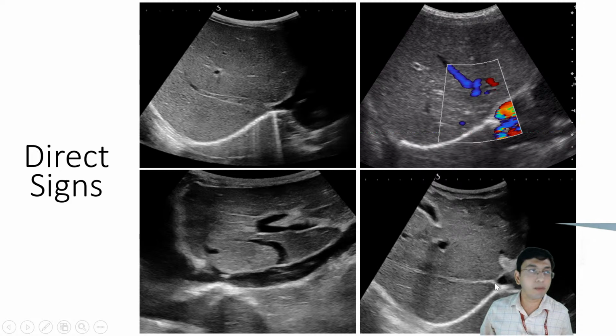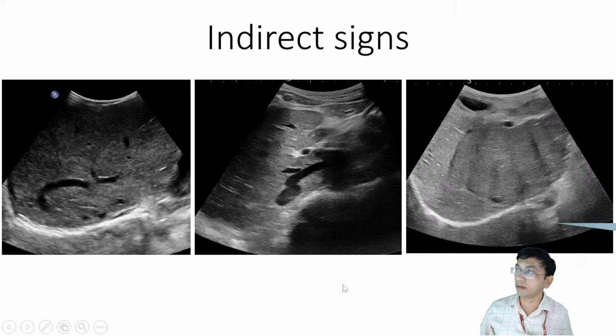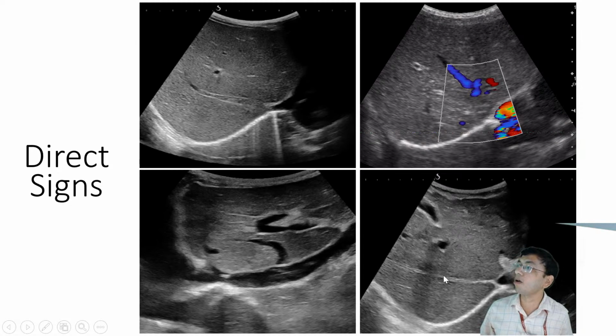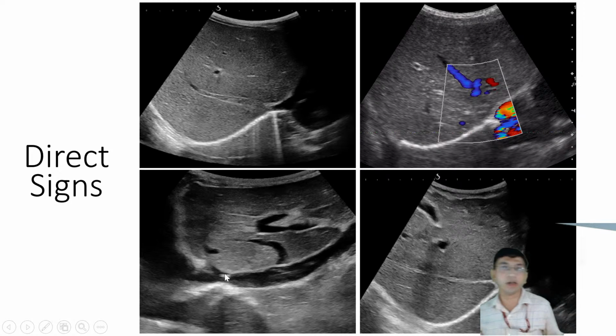In case of chronic hepatic vein thrombosis, the hepatic vein can be seen as a long echogenic cord-like structure instead of an anechoic lumen. Another etiology is a discrete echogenic web lesion. So this is the IVC, and we can see this echogenic web within the lumen of the IVC causing the obstruction.